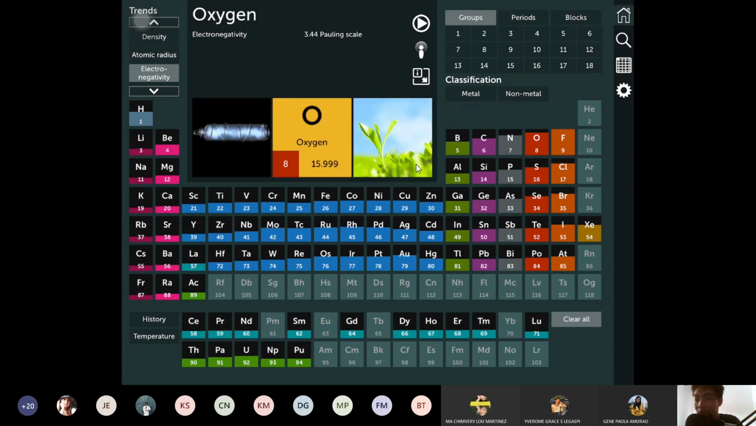So, yan, periodic trends lang. Just look at the periodic table. The atom that is on the rightmost side, siya yung most electronegative. Yung nasa leftmost side, sila yung least electronegative, with exception to hydrogen. So, yun yung answer natin doon, Jean Paula. So, any questions?